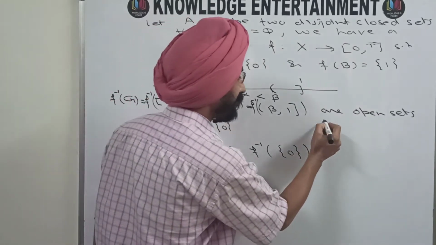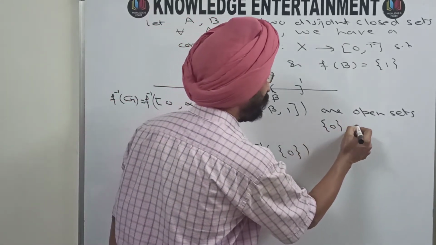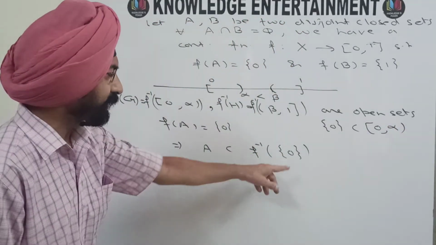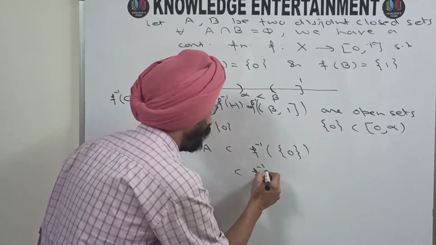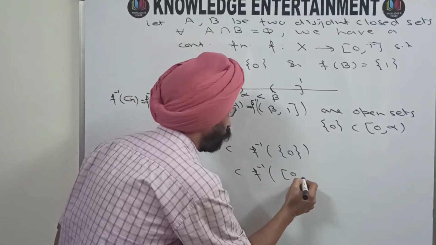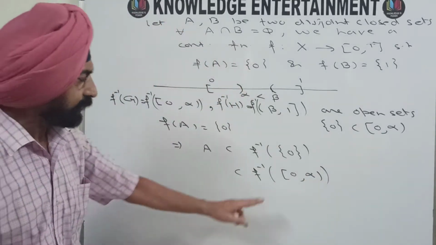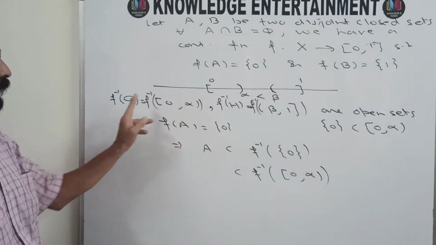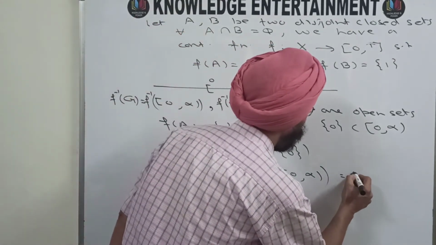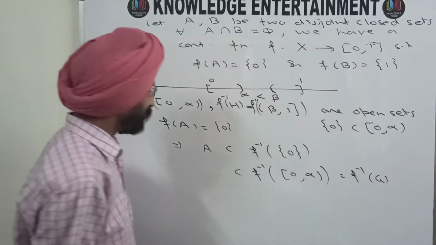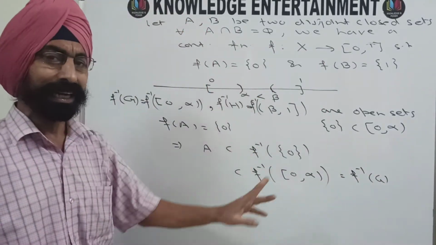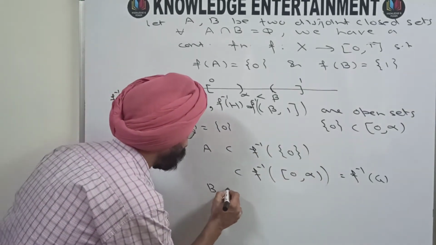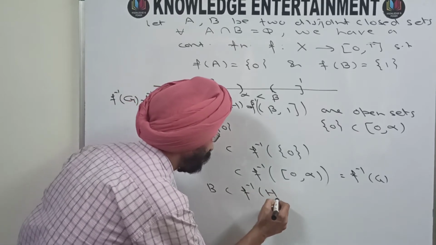Now this singleton set {0} is a subset of [0, alpha). So f inverse of {0} is a subset of f inverse of [0, alpha), and f inverse of [0, alpha) is f inverse G. That means A is a subset of f inverse G, and f inverse G is open. So A is a subset of an open set. Similarly, B is also a subset of f inverse H.